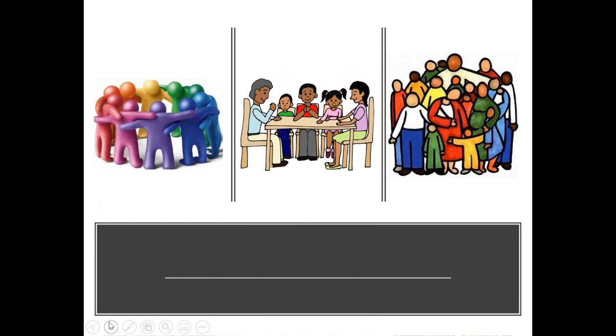Next group of pictures. What do you notice or see? I notice or I see. Well, in the first picture, I notice a group of people have come together and they're huddled together. In the second picture, I notice a family has come together at the table. Looks like they might be having family game night or they're ready to have a meal. And in the third picture, I notice again a lot of people have come together. So, how are these pictures the same or similar?